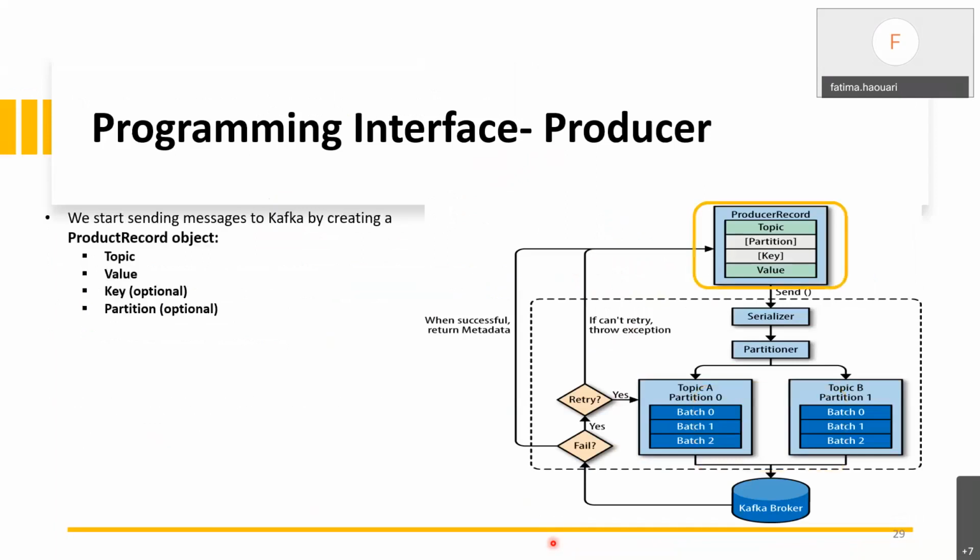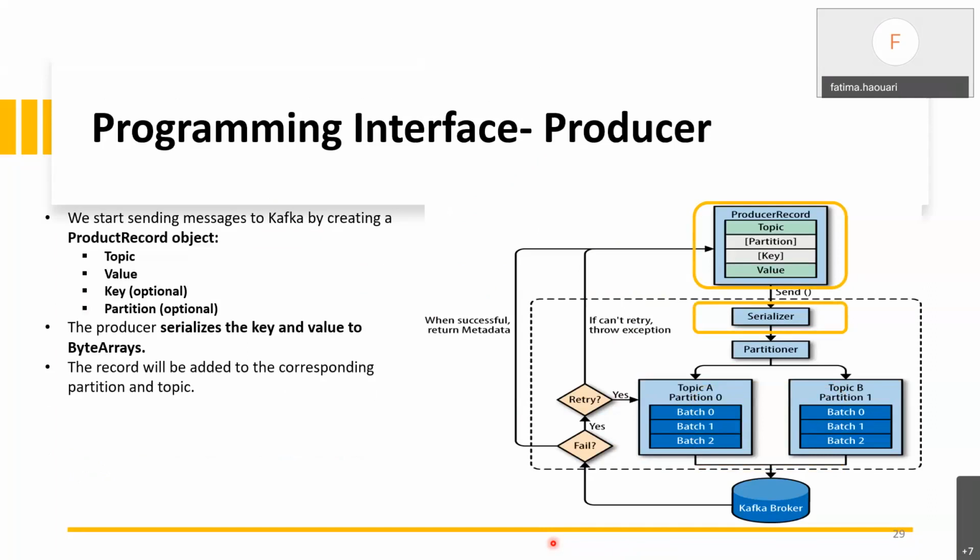We start sending messages to Kafka by creating a producer record object, which should have a topic and value, which are mandatory. But we can set the key and partition, which are optional. The producer will serialize the key and value to byte arrays. Then the record will be added to the corresponding partition and topic. There is a default partitioner with a partitioning strategy using a hash function, but as I will present in the next slide, we can implement our own custom partitioner.